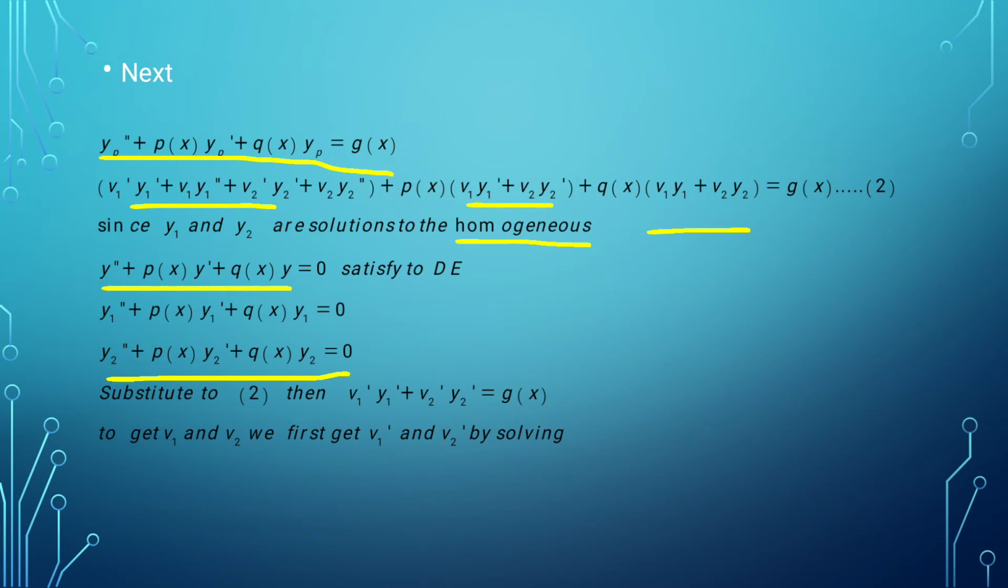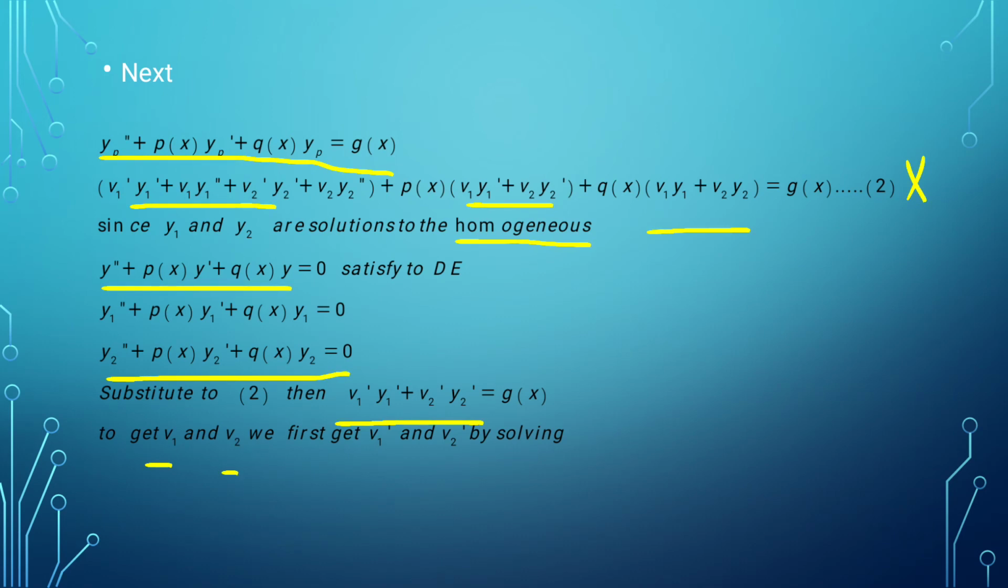So if you look at equation 2 here, equation 2 there, we can substitute this one to be equal to g(x), and to get v1 in this equation here, we want to get v1 and v2.